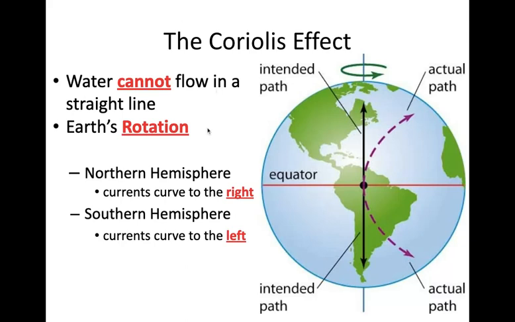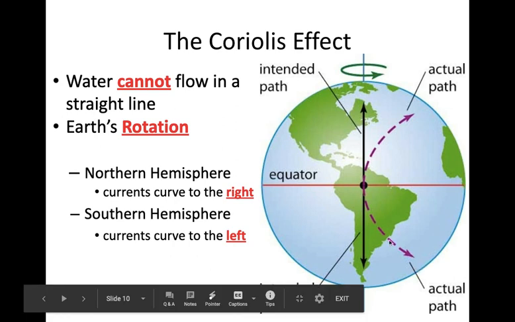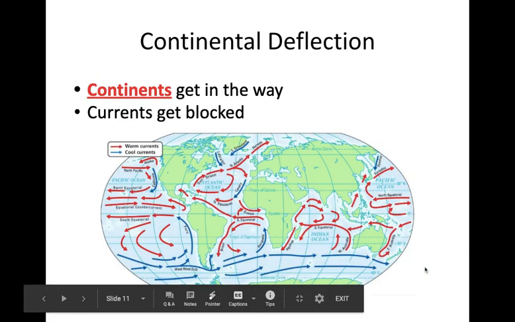Water cannot flow in a straight line because of Earth's rotation. In the northern hemisphere, our currents are curving to the right, and in the southern hemisphere, our currents are curving to the left.